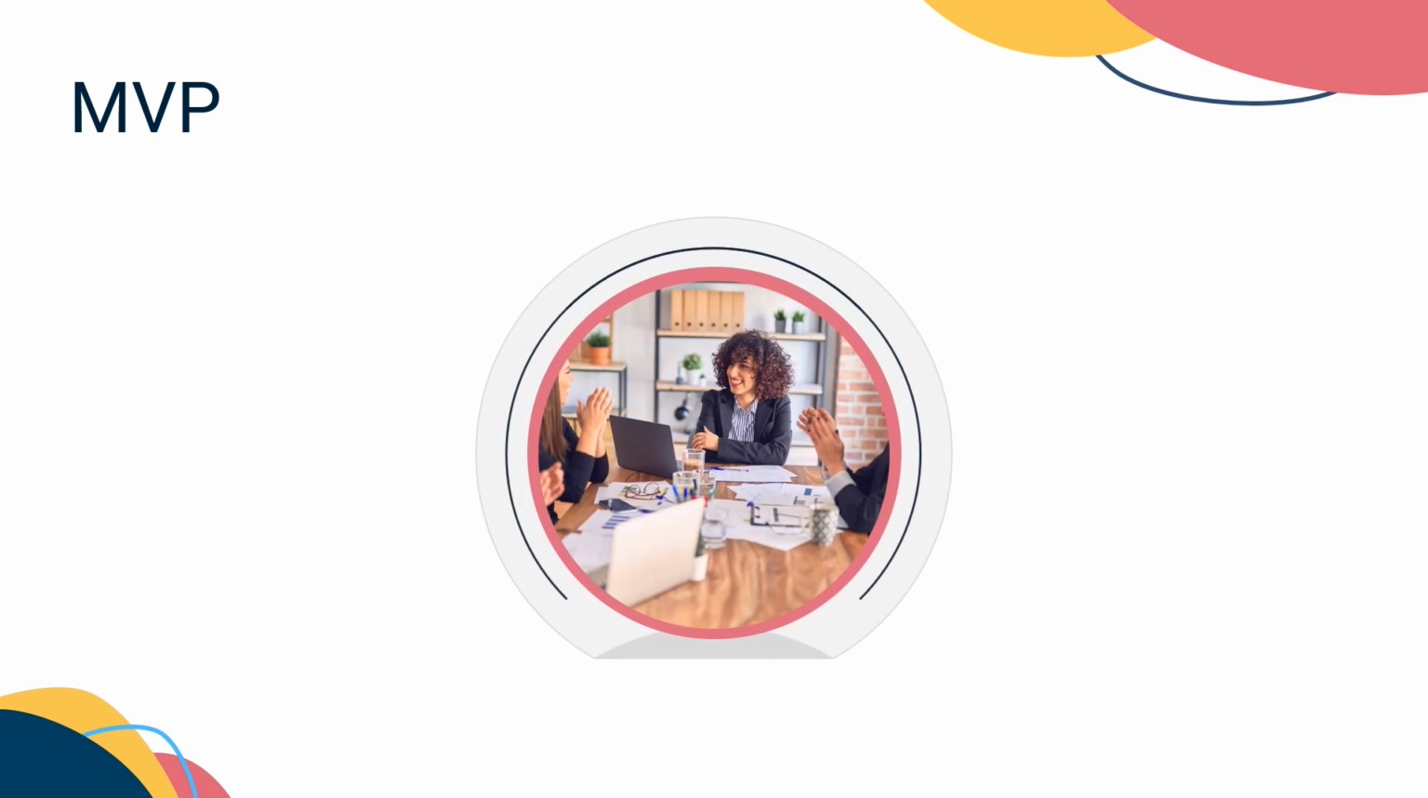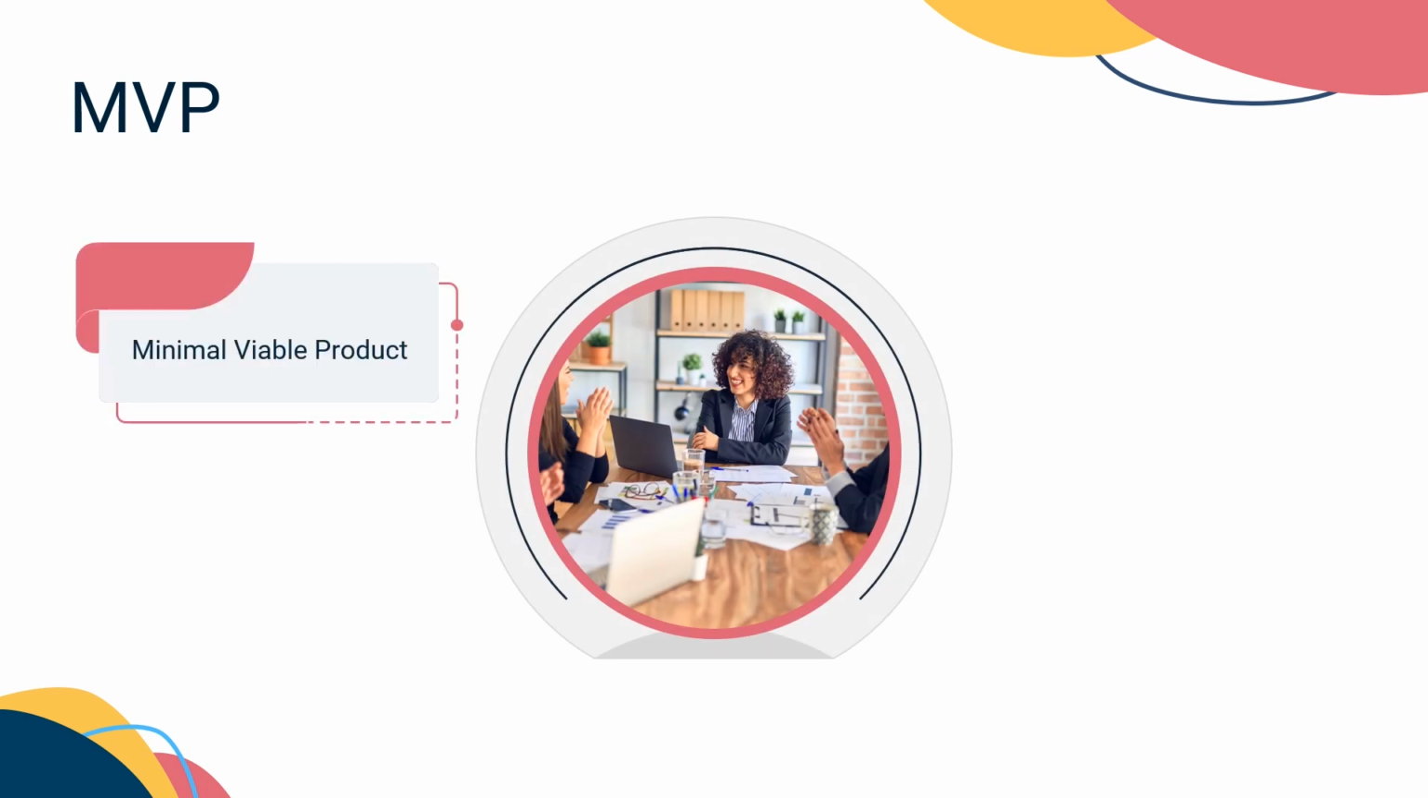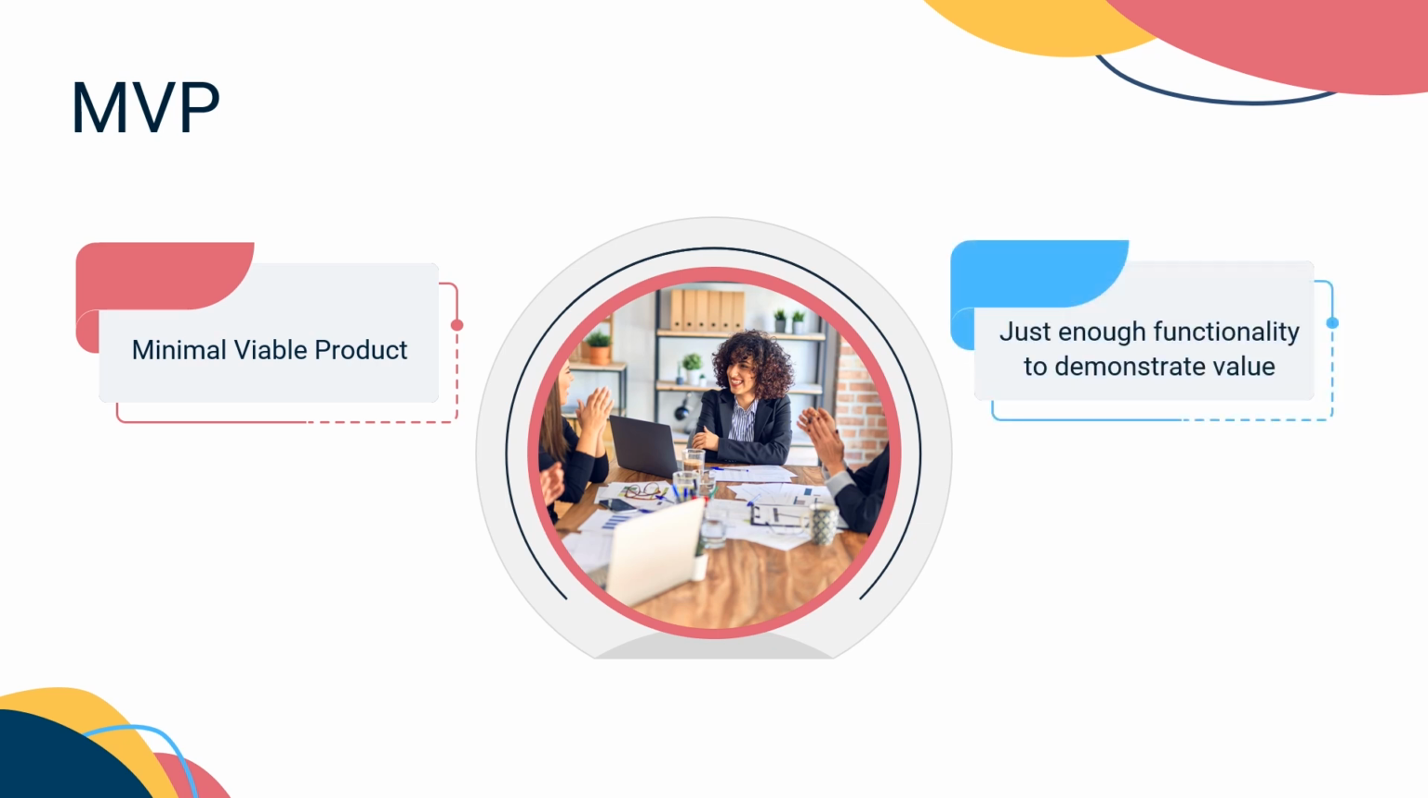Initially, you need to define requirements for the minimal viable product, or MVP. To see the product to fruition, the MVP is a version of the product with just enough functionality to satisfy early adopters and gather feedback on which to iterate. The MVP demonstrates value early, while subsequent releases build on its foundation.